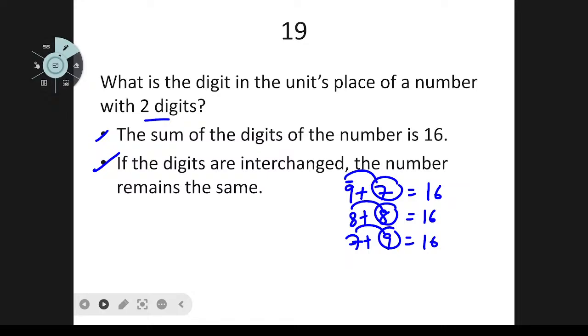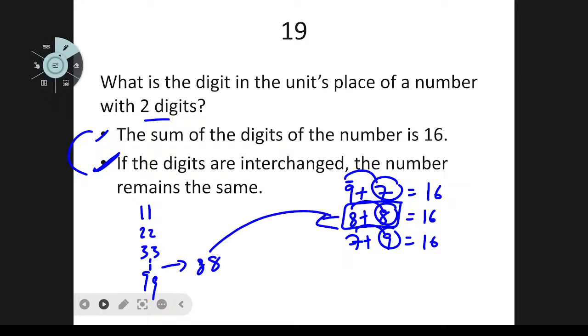Only by using the second statement, if the digits are interchanged, the number remains the same. So these are so many conditions: 1 1, 2 2, 3 3, up to 9 9. All these conditions are there. So there are 9 conditions for this second statement also. But if I combine these two, in these two, there is one number which is common, which is 88. Here also it is 88. Here also there is 88. So that number is 88.